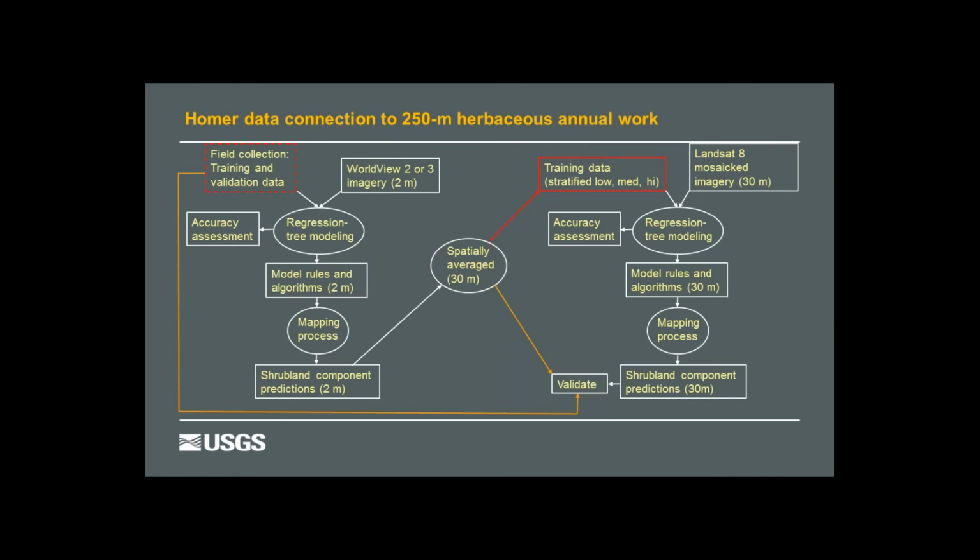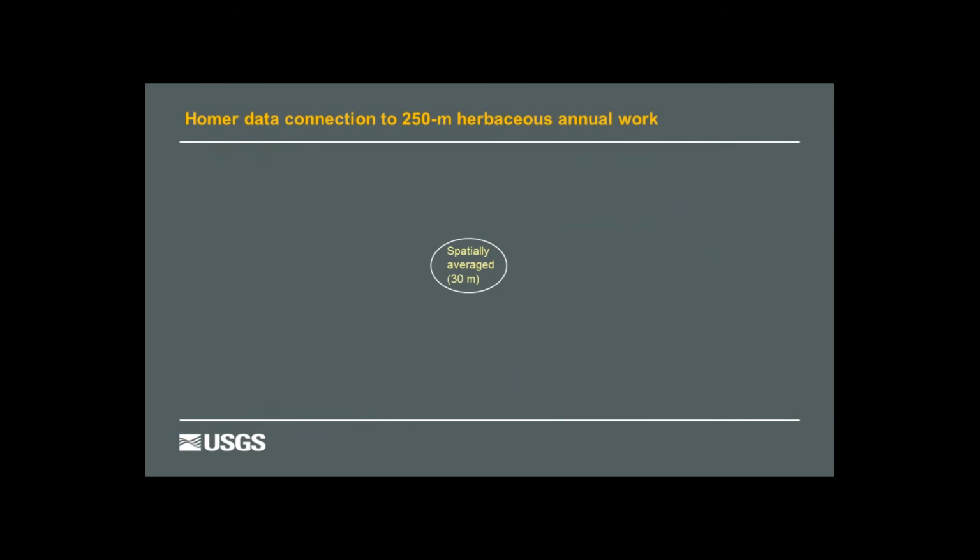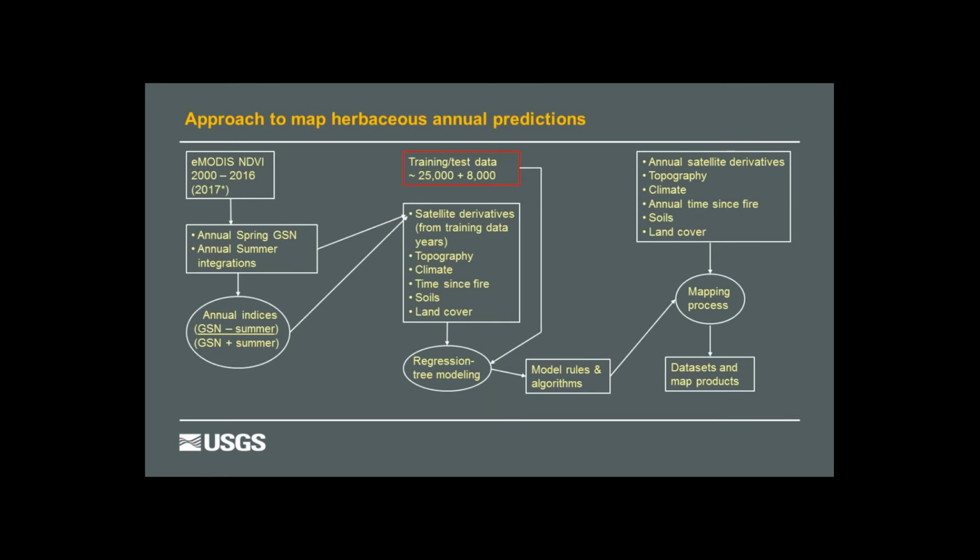Okay, we want to show you how our data connects with the Homer data, and it's pretty simple. We use the spatially averaged WorldView 2 data that they generate. And we use this data as training data. We take it, we scale it up to 250 meters, and we use it as training data for our models. And that is right up here in the middle top in this red box.